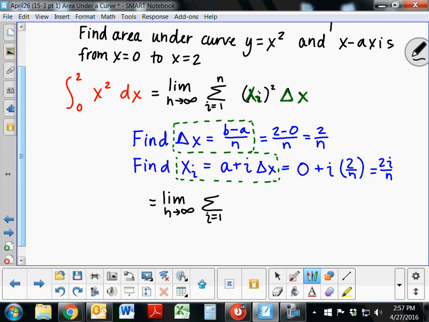i equals 1 to n. X sub i is 2i over n. Square it and multiply it by delta x. Well, could you, oh wait, that's specific to our problem. I was going to say, could you square that every single time? Yeah, that is only true for this problem, but we can do it in this case.